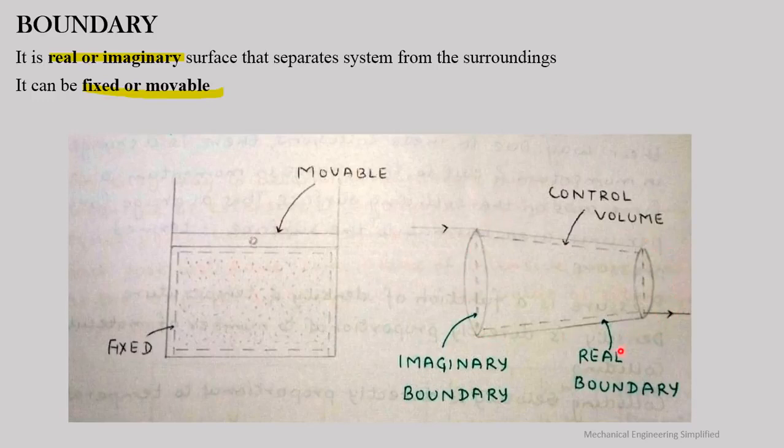On the other hand, this is a schematic diagram representation of a compressor. This is the inlet, this is the outlet, and if this is our control volume and we draw the boundary inside it, we see that this boundary and this boundary are real boundaries, and on the other hand this boundary and this boundary are imaginary boundaries. So I hope from both figures you clearly get the concept of real or imaginary surface, and also fixed or movable surface. Let us move on further.